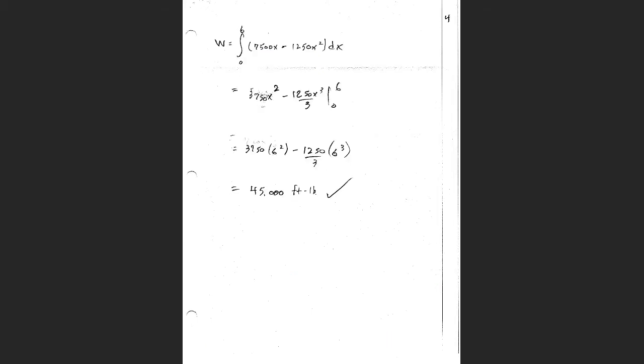Okay, well now let's get to our answer here. So here's our work. And you just do your integration. The antiderivative would be 3,750x squared minus 1,250/3 x cubed, with limits going from 0 to 6. You work it out, and you'll get 45,000 foot-pounds. Okay, take a moment to copy that down.